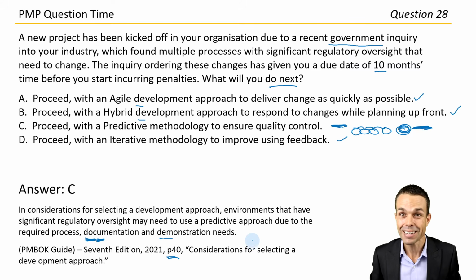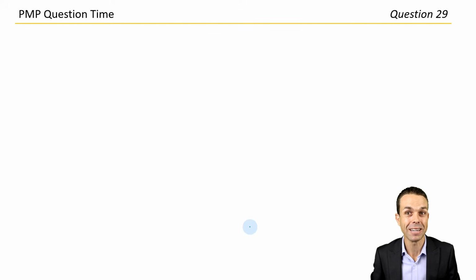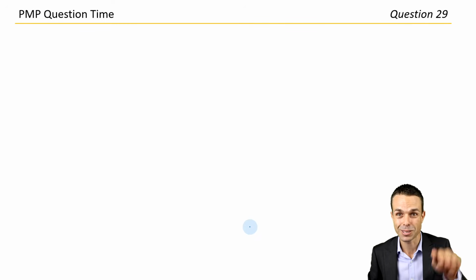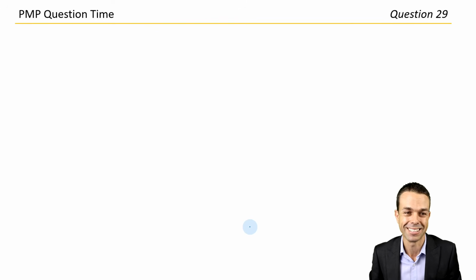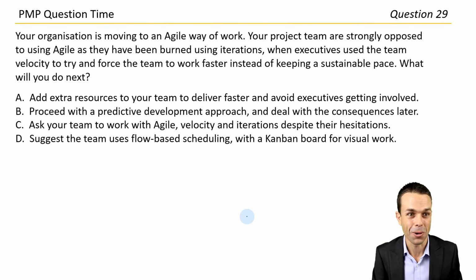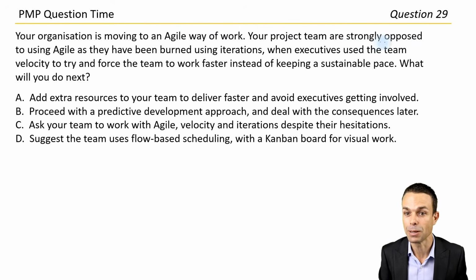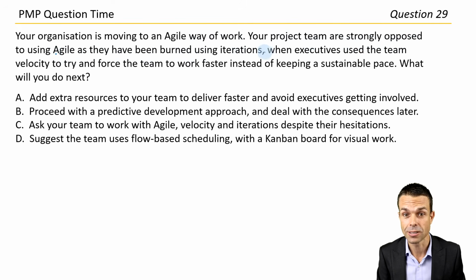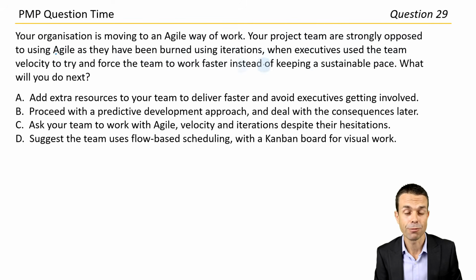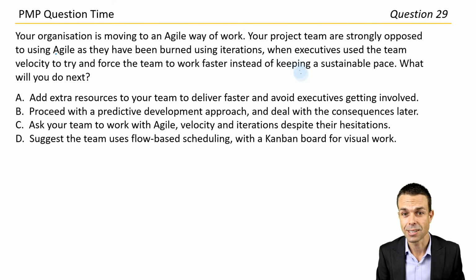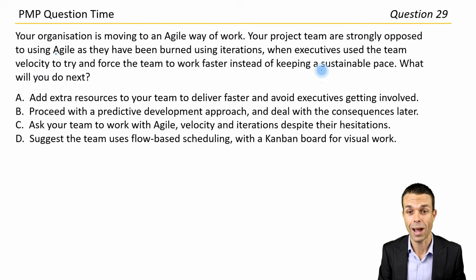Fantastic work. All right, and last two questions. You're doing amazing work. These have certainly been a little bit different, so much less process-based, isn't it, than the PMBOK Guide 6th edition. All right, last two, let's go. Your organization is moving to an agile way of work. Your project team are strongly opposed to using agile as they've been burned using iterations, when executives used the team velocity to try and force the team to work faster instead of keeping a sustainable pace. Wow, there's a lot of information there.